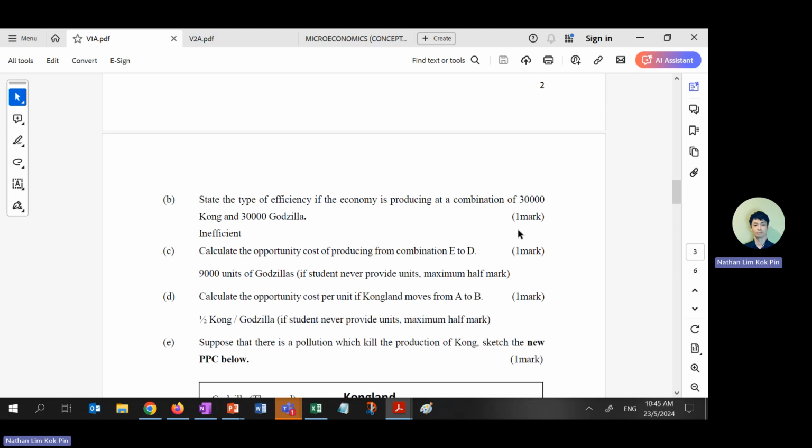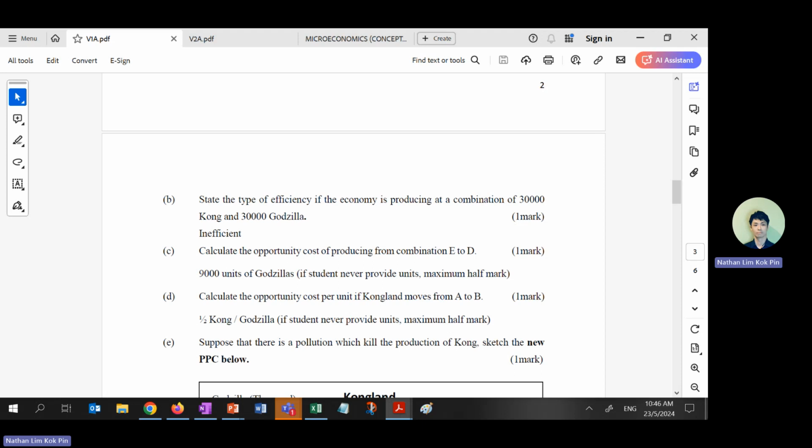I state the type of efficiency. I expect the answer is efficient or not efficient. I don't know why some of you go and write productive efficient, allocative efficient. That one I never teach. That one is for A levels. I only put it behind my slides for chapter 1.